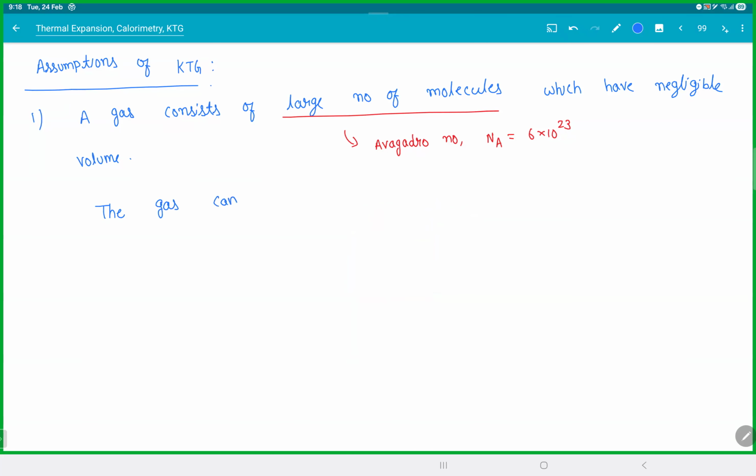The gas can be assumed to be homogeneous, basically uniform. Imagine you have only like 1 lakh molecules. Most of the space would be empty. That is, pressure, temperature, and density are the same at every point.